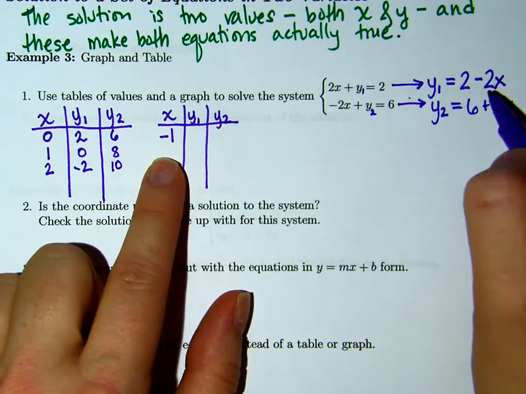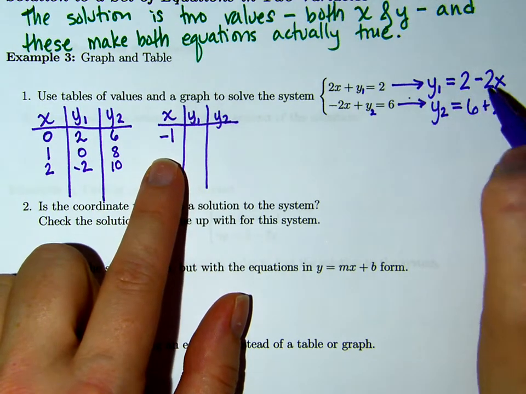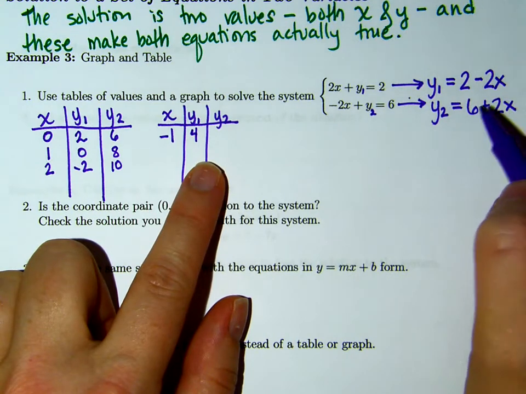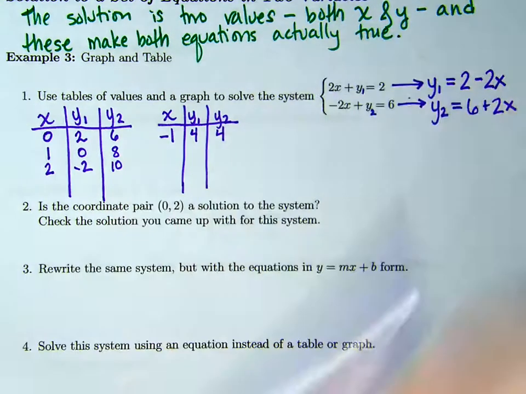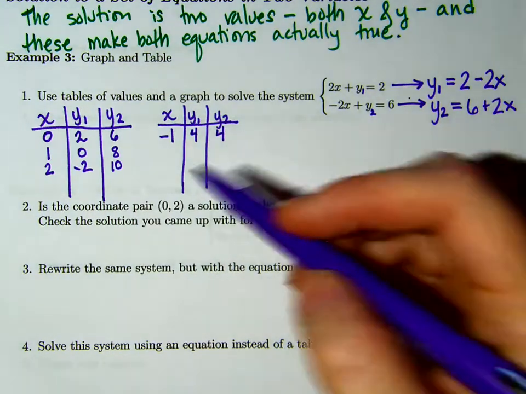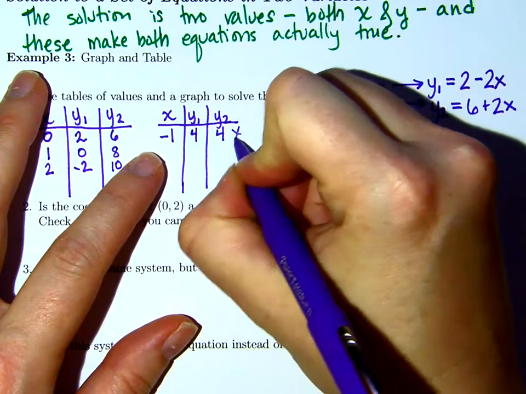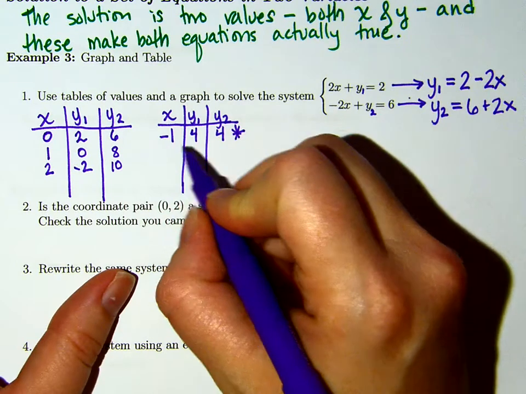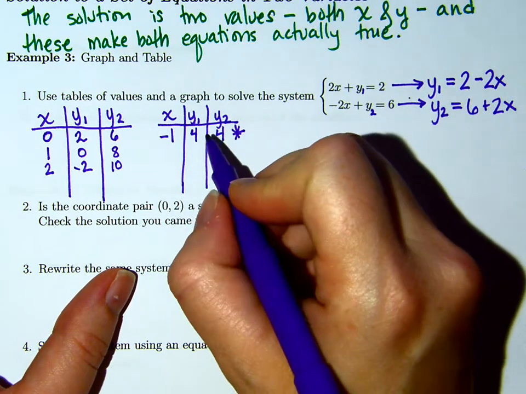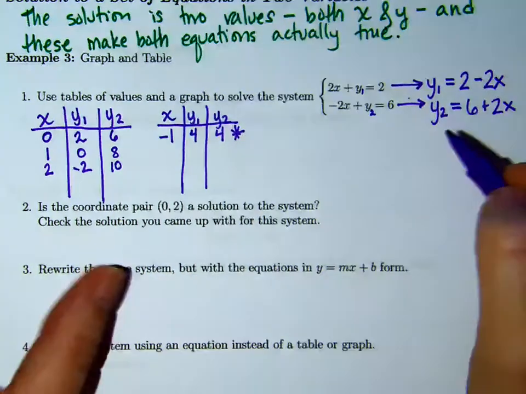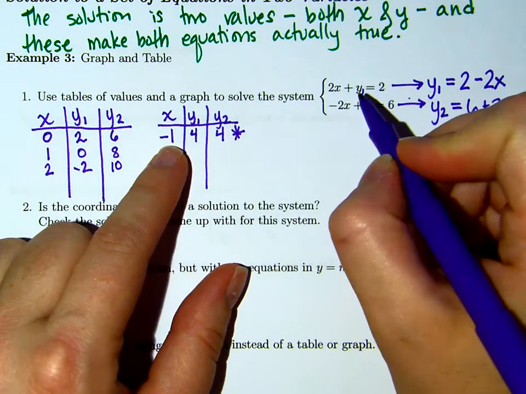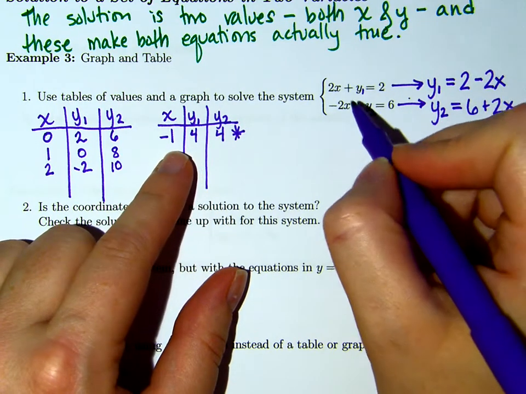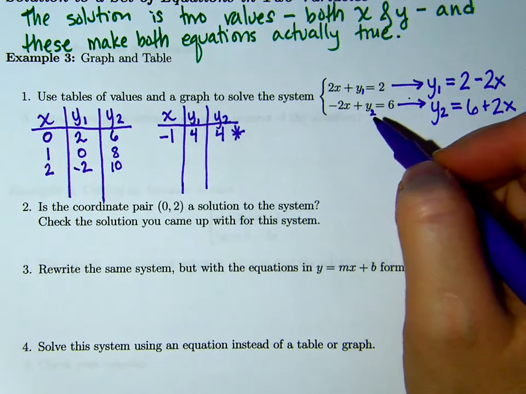All right, negative 2 times negative 1 is positive 2. 2 plus 2 is 4. And in the second equation, 2 times negative 1 is negative 2. So 6 minus 2, oh my gosh, lovely. So we just found where they match. We found our solution when x is negative 1. Both of the y values are 4. So in this equation, when x equals negative 1, y equals 4. And in this equation, when x equals negative 1, y equals 4. So we have found it.